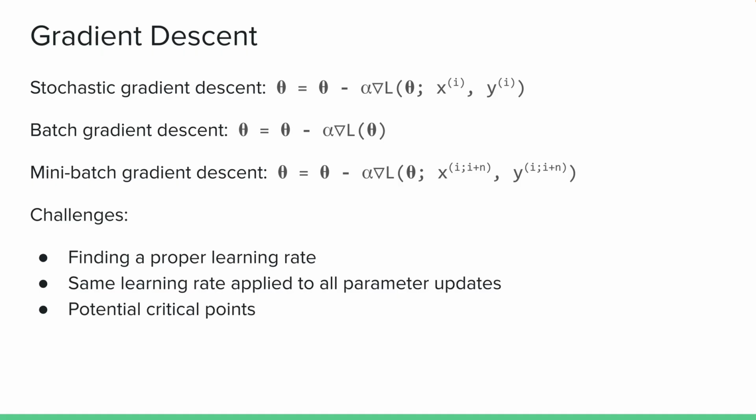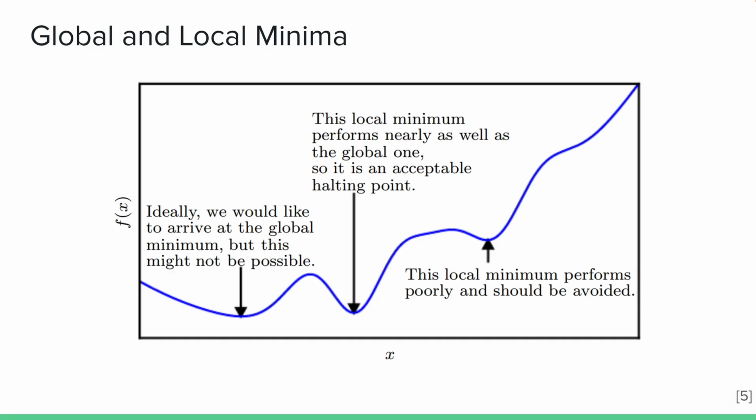Some of the challenges that you typically have with this procedure are finding a proper learning rate. In other words, how big of a step should I take? Then whether you should use the same learning rate to apply all parameter updates, and of course potential critical points where your optimization could get stuck. I'm sure you've heard these terms before: global and local minima. For our loss surface, we would ideally like to go to the global minimum, which would be the best one. However, we might not always be able to get there.